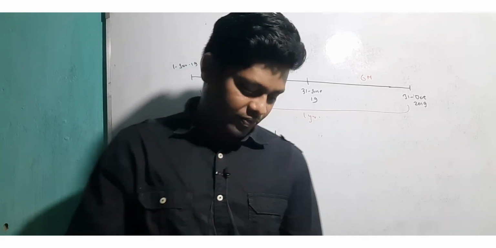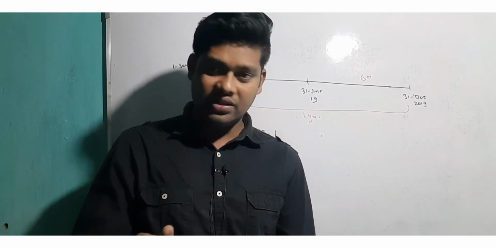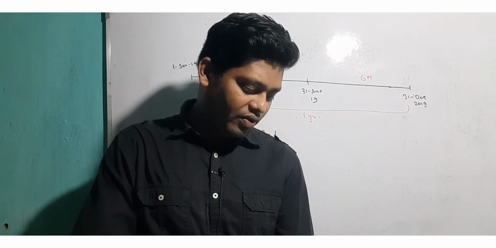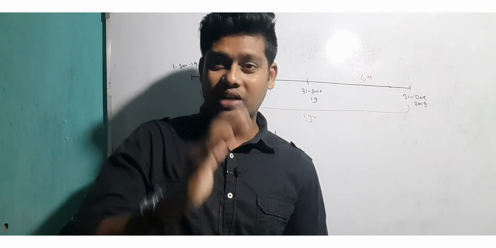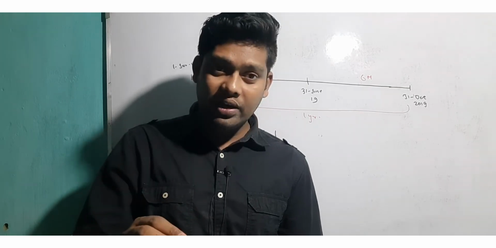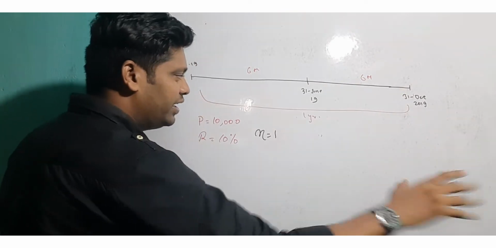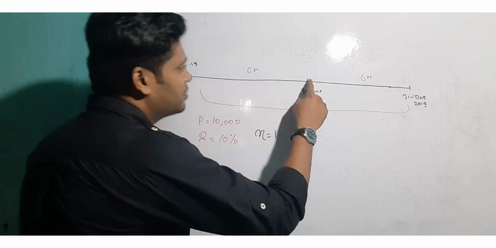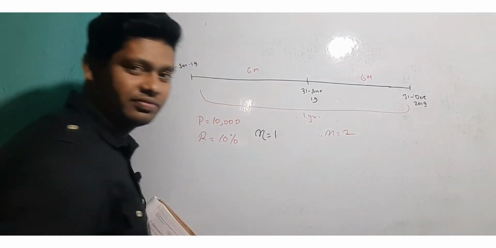Clear? Now in case they say the period is 6 months, and the interest is compounded semi-annually or half-yearly. Semi-annually means half-yearly. In a year, if it is annually, n will be 1 time. But in a year, half-yearly means 6 months, 6 months. How many times? n is equal to 2 times.